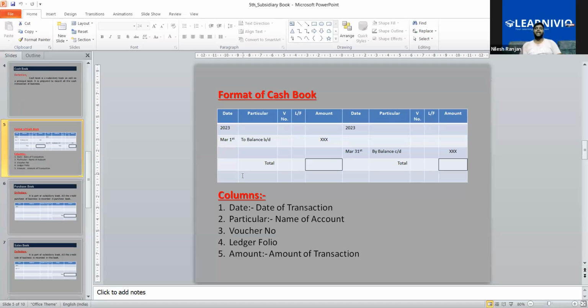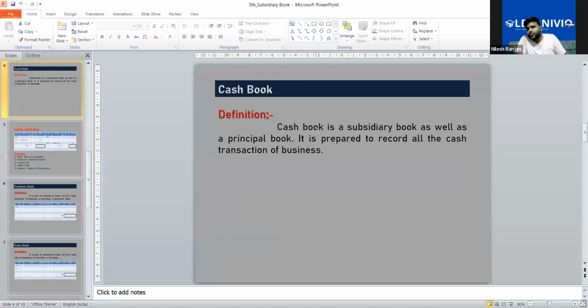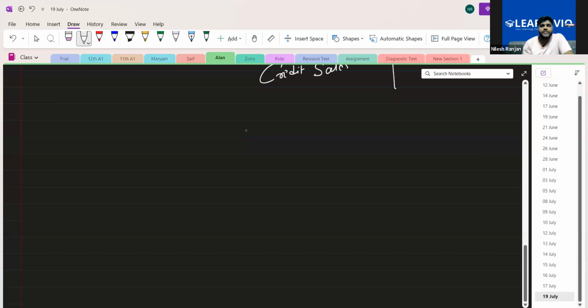So now, what is cash book? First of all, I already told you what the meaning of cash book is. Cash book is a book where we record only cash transactions. It is a subsidiary book as well as a principal book. It is prepared to record all the cash transactions of a business. Now, how it will be recorded is important, because we are not going to prepare a journal for a subsidiary book. We have to directly prepare all the books without preparing a journal. That is sometimes difficult for the student.